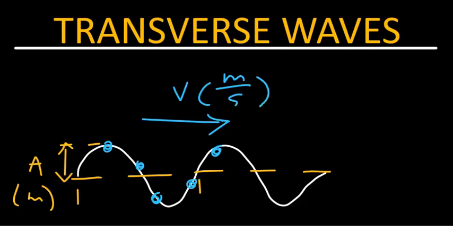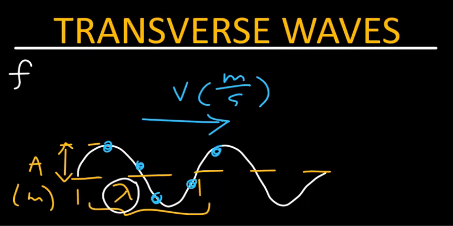The length marked here is called the wavelength of that wave, which is denoted by the letter lambda. And then there is this frequency of oscillation, which is related to the wavelength of the wave and speed of propagation of that wave. And the expression relating all these three quantities is given as follows. The frequency times the wavelength equals the speed of propagation of the wave.